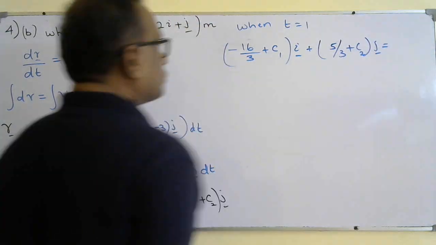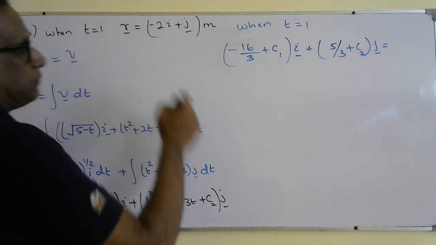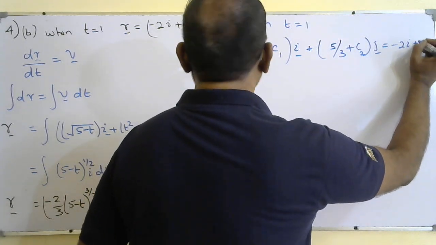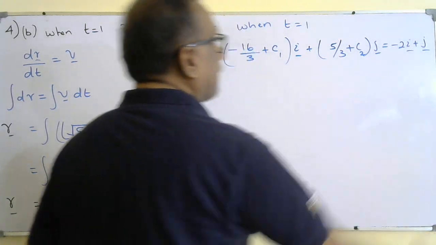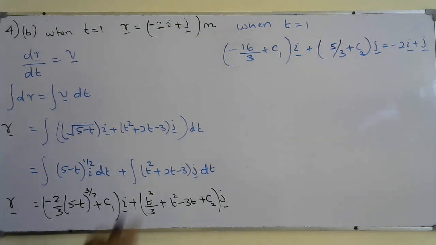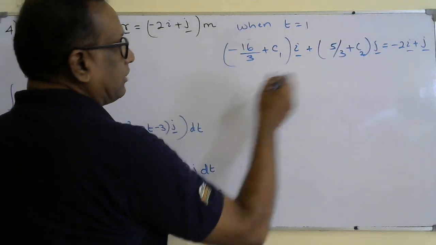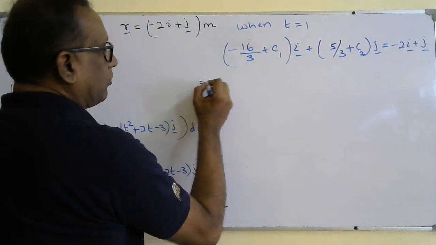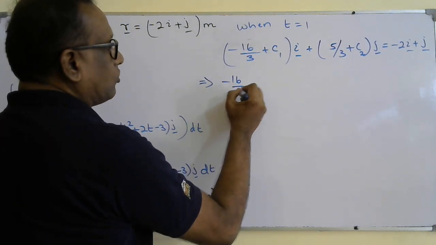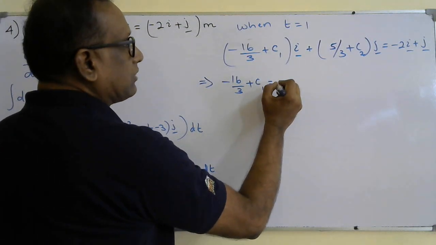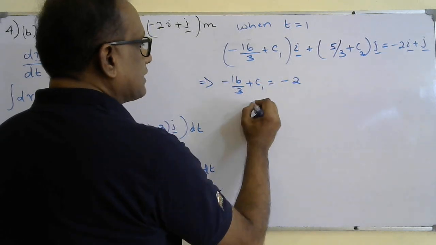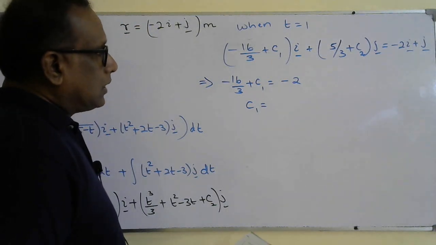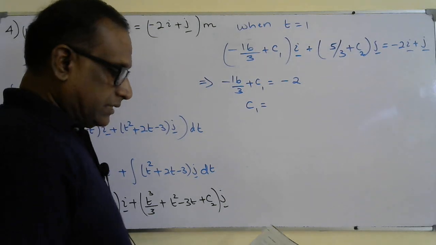j is equal to how much? Minus 2i plus j. It's given there. So that means minus 16 by 3 plus C1 equal minus 2. i should be same, j should be same. Therefore, minus 16 over 3 plus C1 is equal to minus 2. Find the C1. So C1 will be, you'll get 10 by 3.